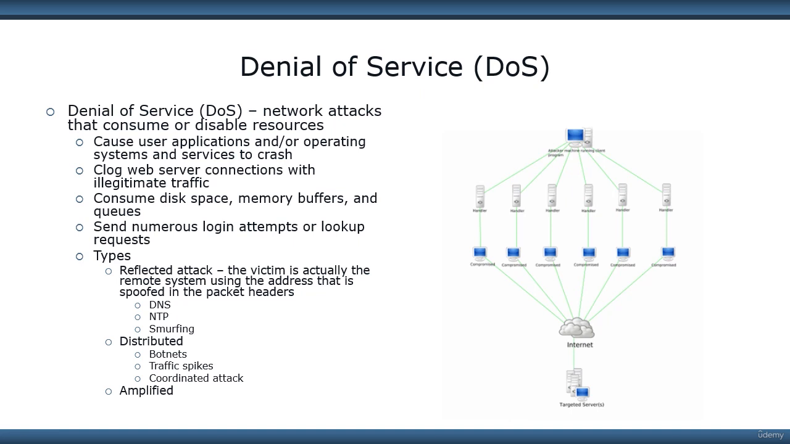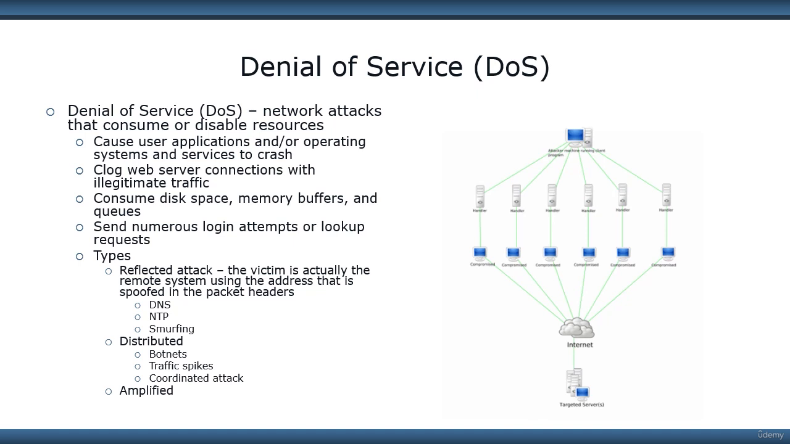There are different types of denial of service. A reflected attack: the victim is usually the remote system using the address that's spoofed in the packet headers. So basically an attacker is hitting a destination network or server, and it's spoofing the headers so that all of the responses go back to the victim server. DNS, network time protocol, smurfing, those are a couple different types of reflected attacks.